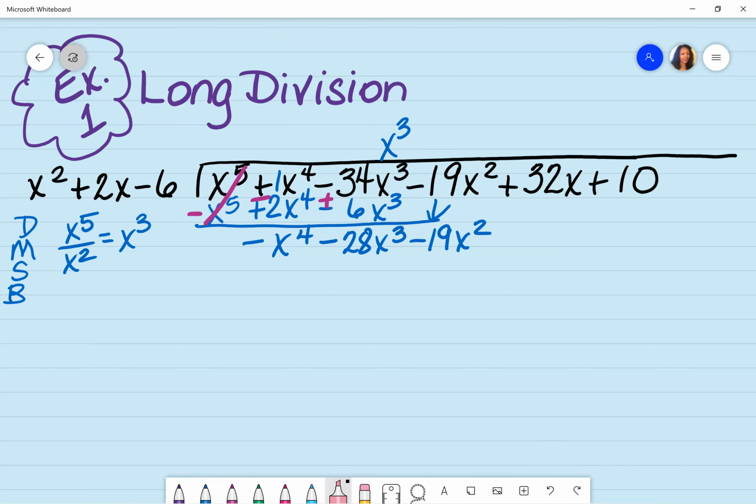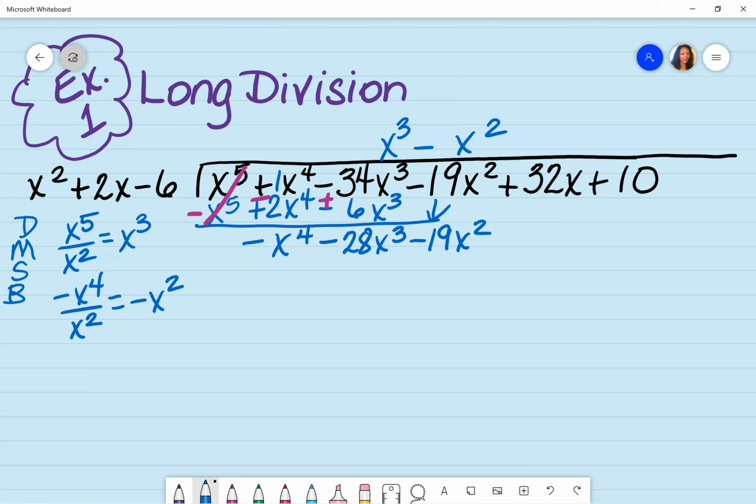I'm going to divide my first term by my first term of my divisor. Over to the side, if you choose to show your work, this is what it would look like. I have a negative sign, so I have to keep up with that. And then 4 minus 2 is going to leave me a 2. So I'm going to take that and I'm going to put that above my x squared.